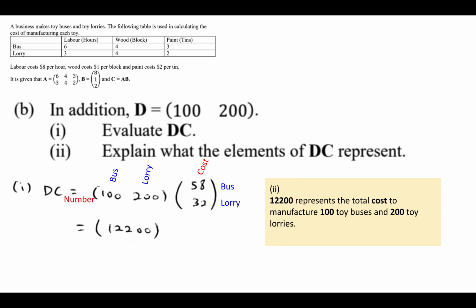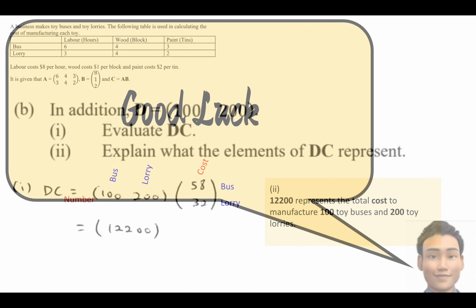The key here is to really understand what each row and each column of each matrix represents. Once you manage to figure out what they represent, explaining what the elements are will make a lot more sense and be more intuitive. Good luck.